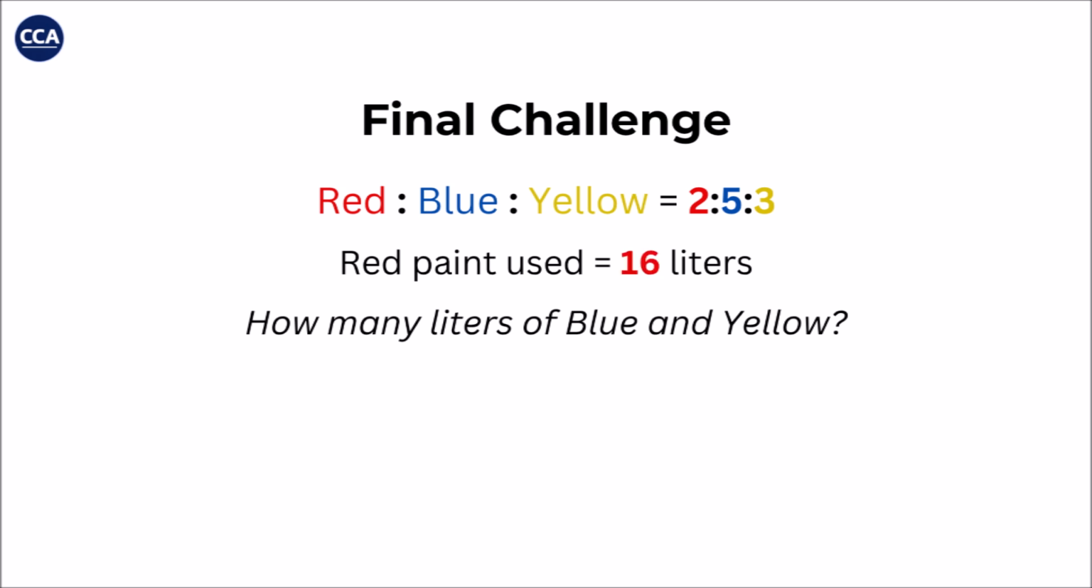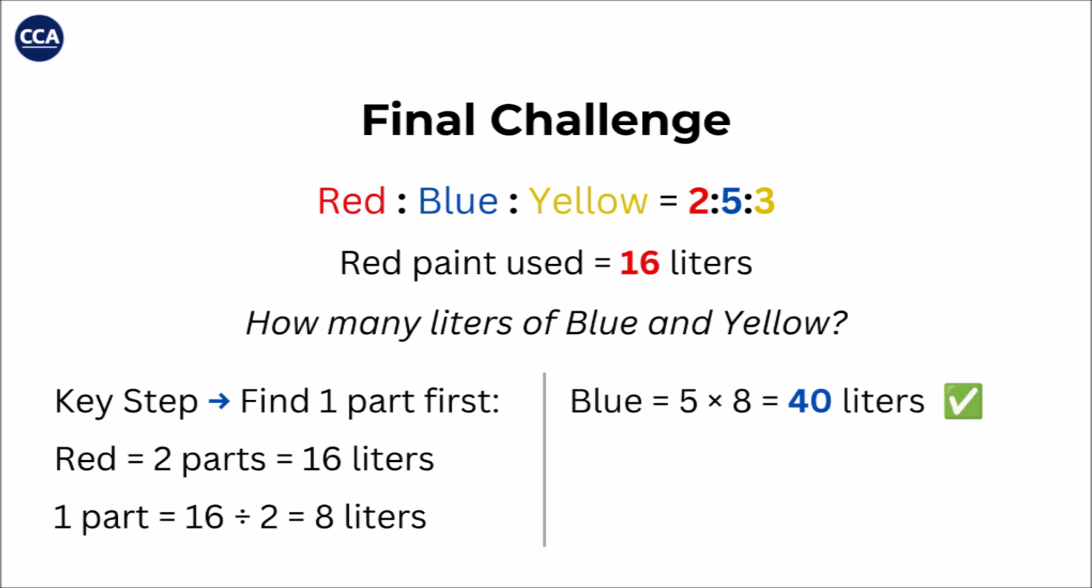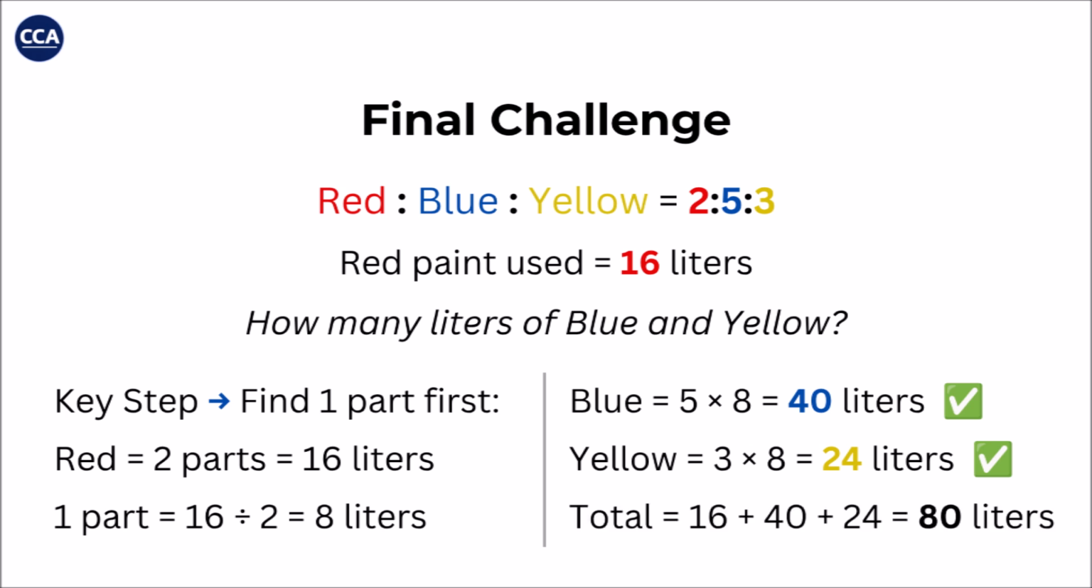Let's solve it step by step. The ratio is 2 to 5 to 3. Red is 2 parts and equals 16 liters. So, 1 part equals 16 divided by 2 equals 8 liters. Blue is 5 parts. 5 multiplied by 8 equals 40 liters. Yellow is 3 parts. 3 multiplied by 8 equals 24 liters. Total paint. 16 plus 40 plus 24 equals 80 liters.